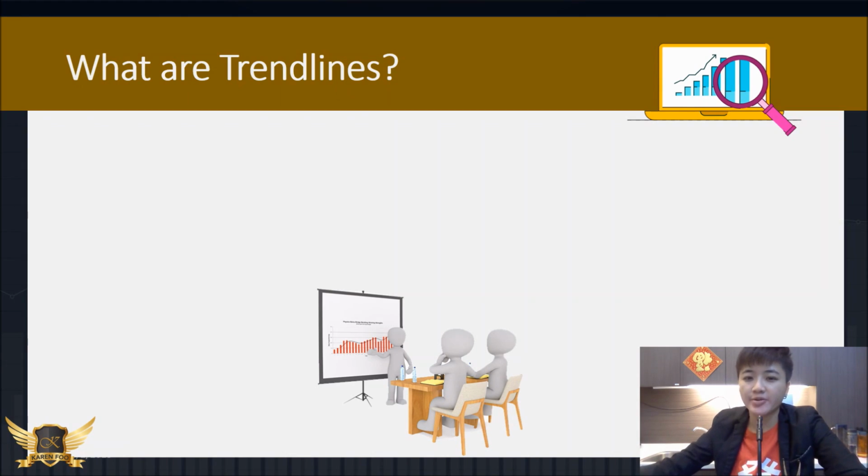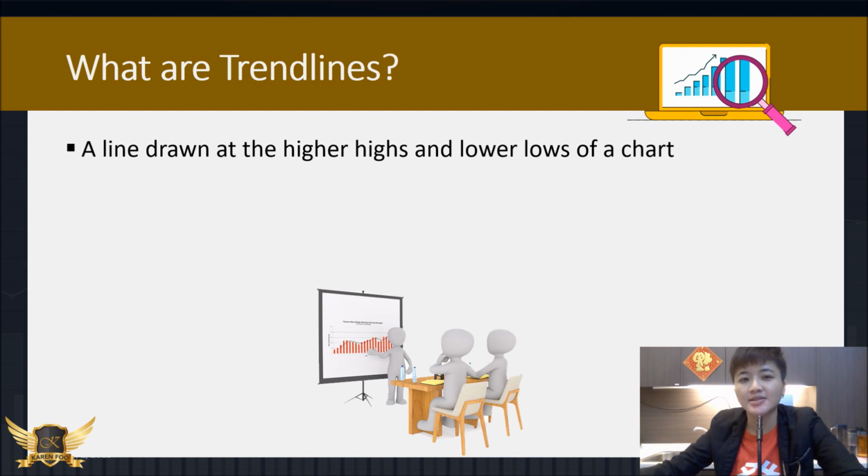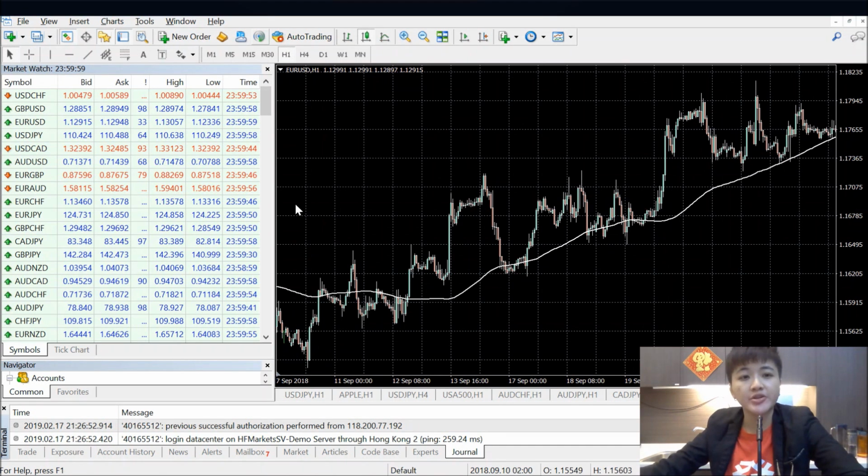Okay, so first things first, what are trend lines? Basically, they're just straight lines that you draw at the higher highs and also lower lows of a chart. What do I mean by higher highs and lower lows? Let me give you an example, okay?